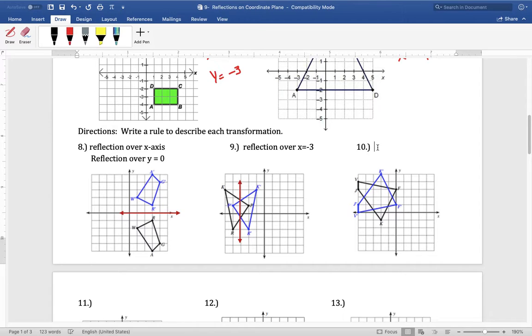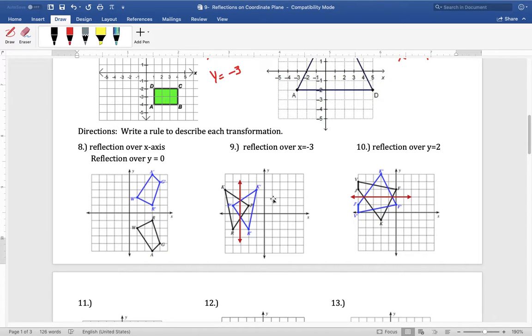Finally, number 10, we would have a horizontal line right here that the quadrilateral would reflect over. So the blue and the black would reflect over this line, and each of these points would match up, K to K prime, F to F prime. Looks like that's J to J prime and V to V prime. And this would be a reflection over this horizontal line, which is at y equals 2.